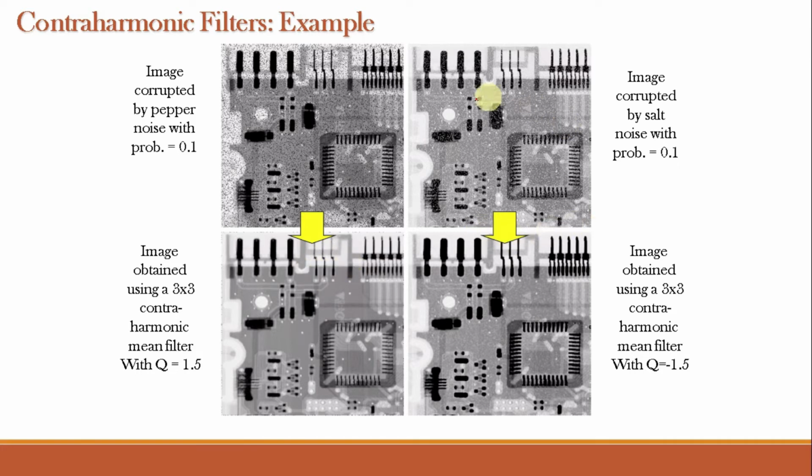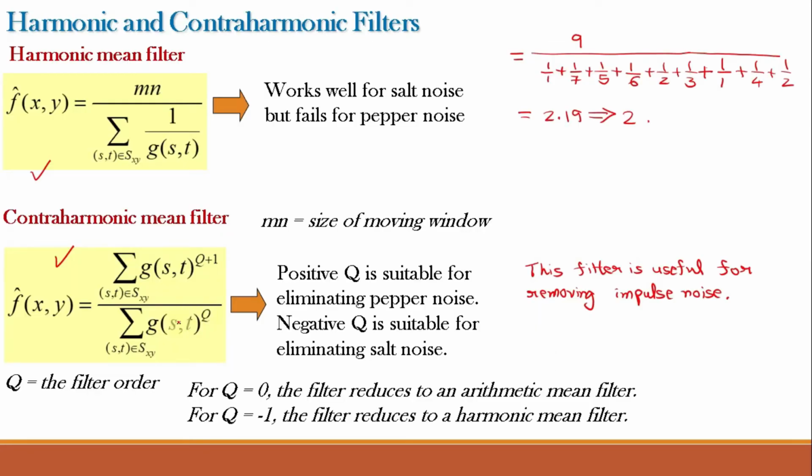And if you corrupt the same image with the salt noise and filter that with a contraharmonic mean filter of Q equal to -1.5, you will obtain such an image. So depending on the value of Q, it will remove either the salt noise or the pepper noise, but it cannot do both simultaneously, as you can see from this equation, right?